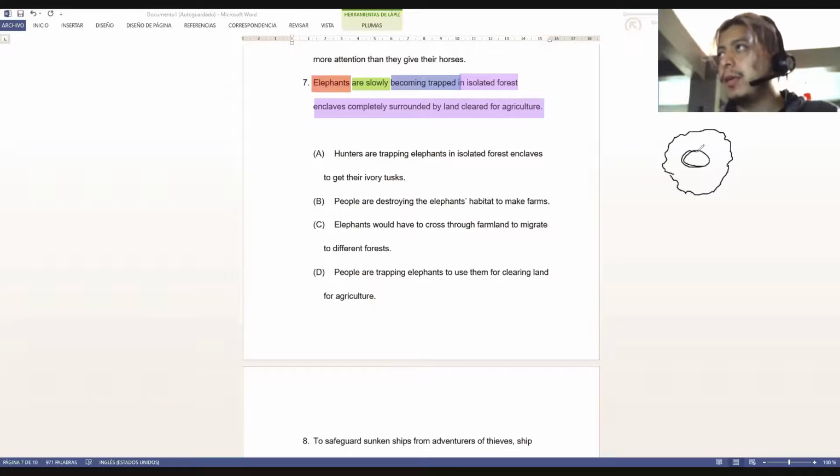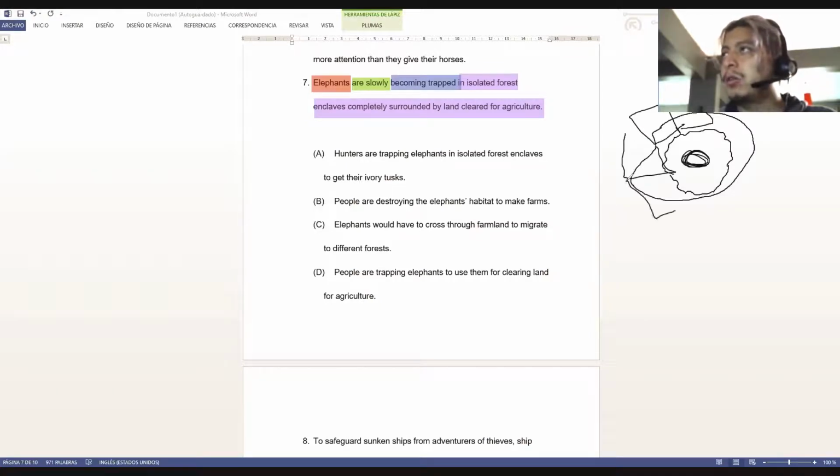And the elephants live here. Yes? It says that they are becoming trapped in enclaves. An enclave is an area. So this forest area is a forest enclave. They are completely surrounded, so everything around them is land that was cleared for agriculture. So they have like farms around all the area. So you have farms, and you have more farms, and you have like sugar farms and corn farms and whatever you want. But the elephants are becoming trapped.